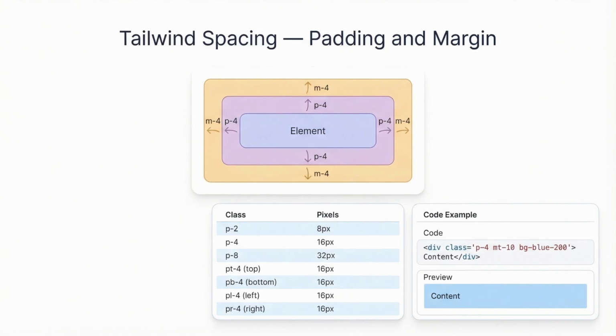Here's a practical example. A div with p-4 has padding on all sides. mt-10 adds a top margin of 40 pixels, pushing it away from whatever is above it, and bg-blue-200 gives it a light blue background. You can see how combining just a few classes creates a well-spaced, styled element with no CSS file needed.